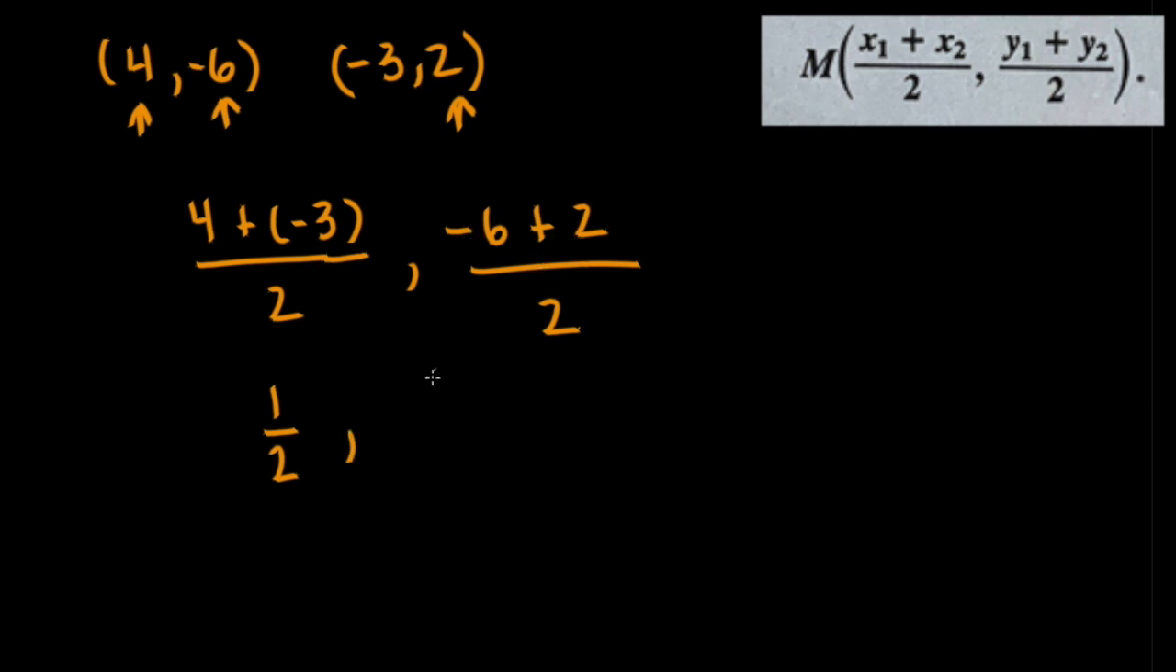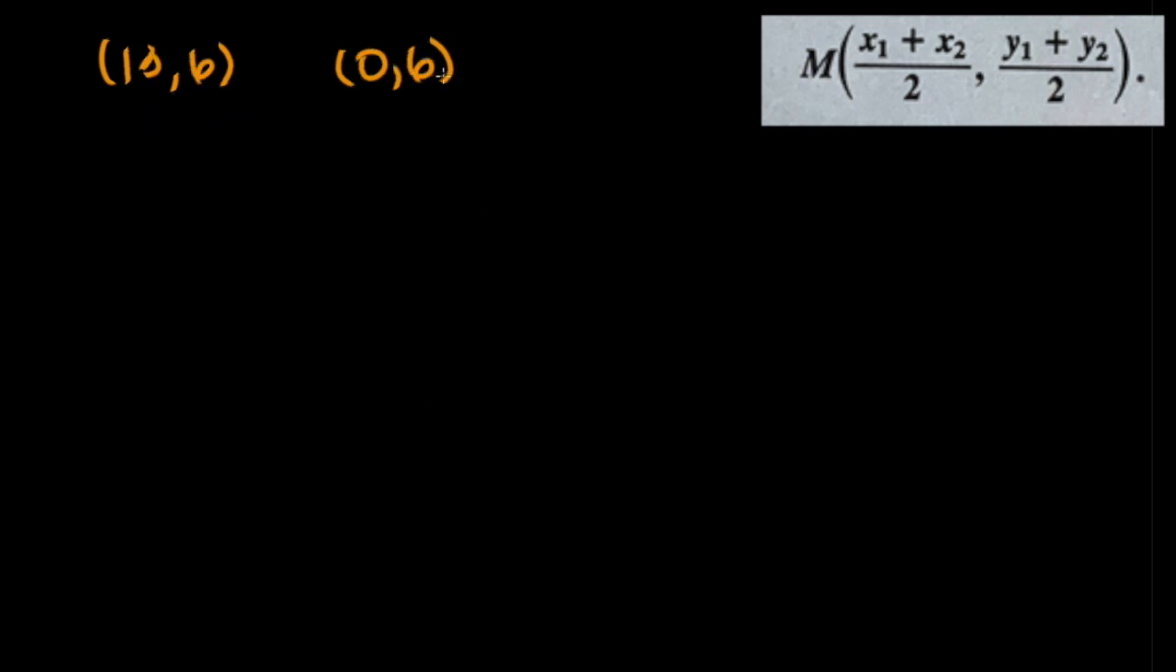Negative 6 plus 2 equals -4. -4 divided by 2 equals negative 2. So 1/2, negative 2 is our midpoint of a line segment joining the points (4, -6) and (-3, 2). Let's do one more problem.